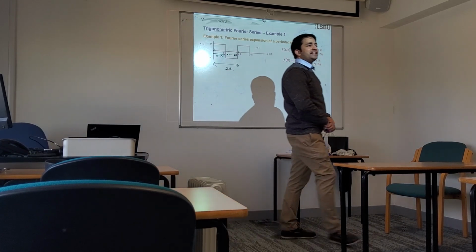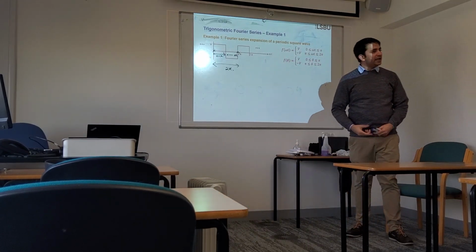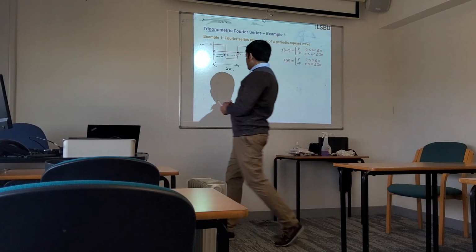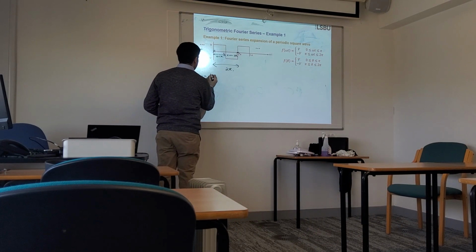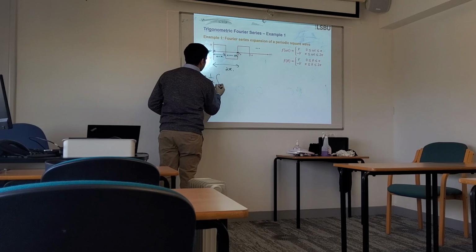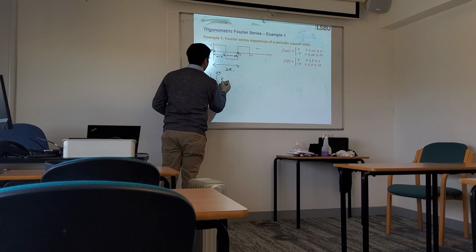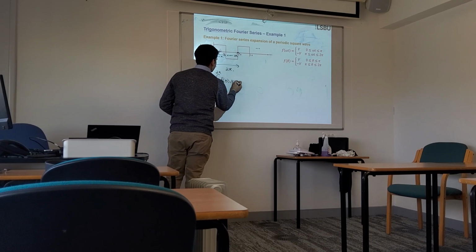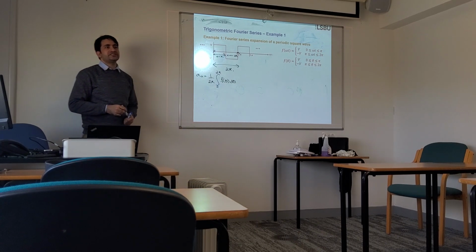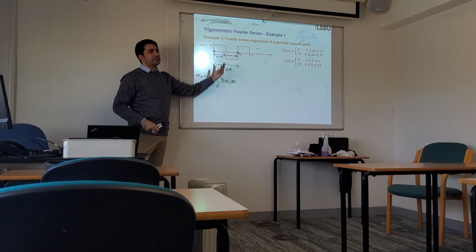Who will calculate a naught? What is a naught? A naught is the mean value, right? It means that a naught equals 1 by 2 pi, integral from 0 to 2 pi of f of theta d theta. Who will tell me, without calculation, what is the average value for this waveform?